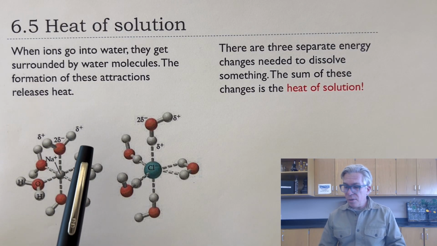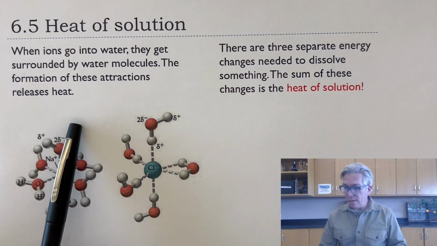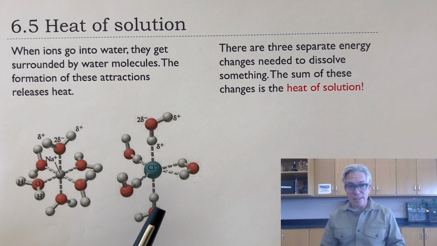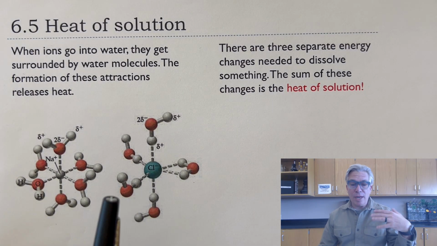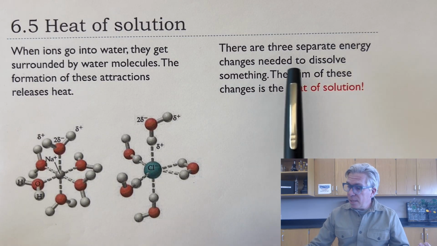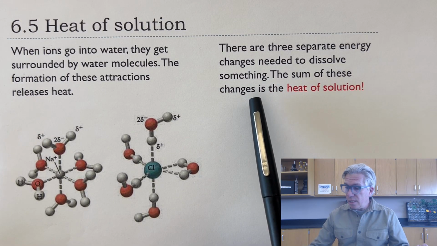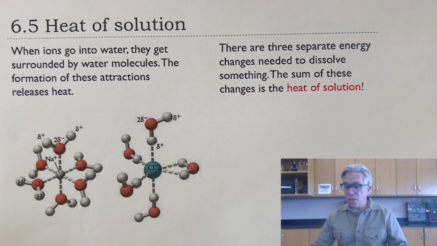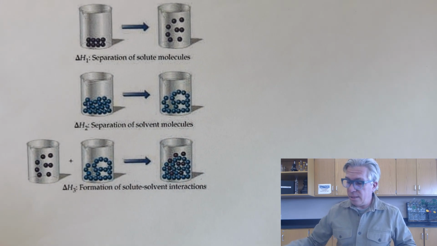When ions go into water, they get surrounded by water molecules, and the formation of these attractions releases heat. So you might get some heat out of it. You might actually have to put heat in, because there are 3 separate energy changes needed to dissolve something. The sum of these changes is the heat of solution. You're likely going to be asked questions on this.